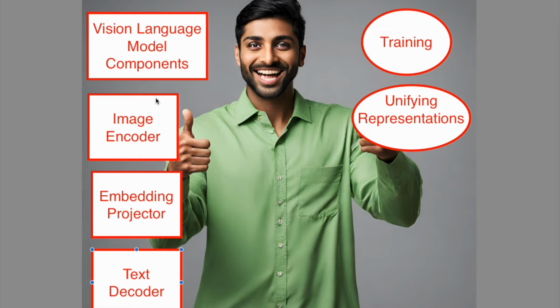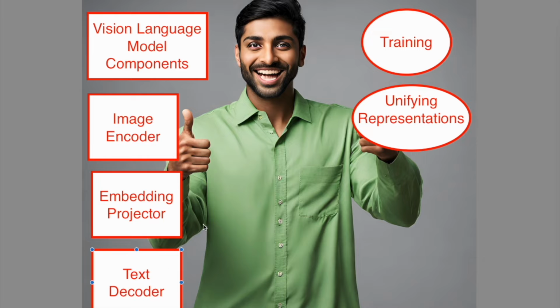The main components of a vision language model are: Image encoder. This part of the model looks at pictures and translates them into a form the computer can understand. Embedding projector. This part helps align or match the image data with text data. It's like a translator that makes sure both the image and text speak the same language to the computer. Text decoder. This part takes the combined image and text data and generates a response or description.